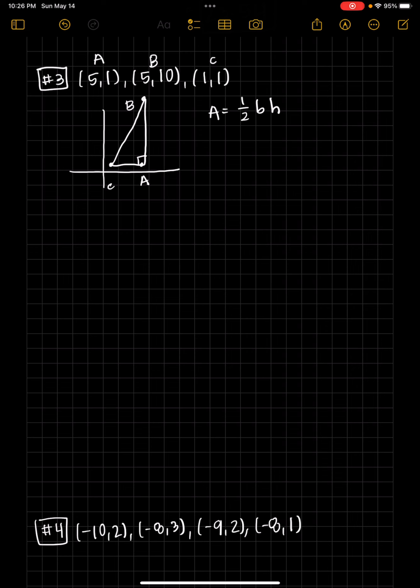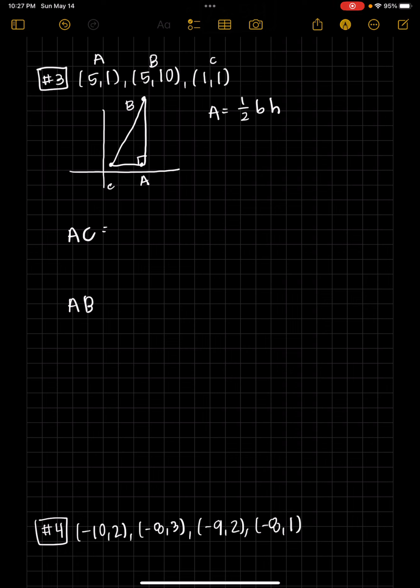The base length will be from A to C because that's like your bottom. And then your height length will be from A to B because that's your height, from the lowest point to the highest point. And then once we find the base and the height, you don't need to find from B to C. That doesn't matter for the area. But once we find the base and the height, then we can plug it into my area formula.